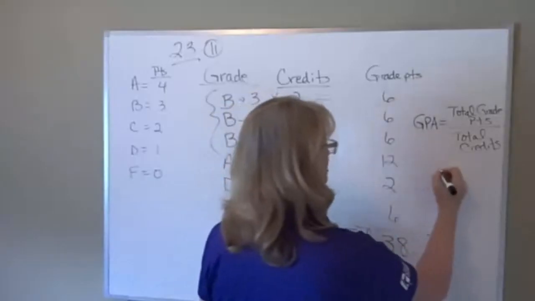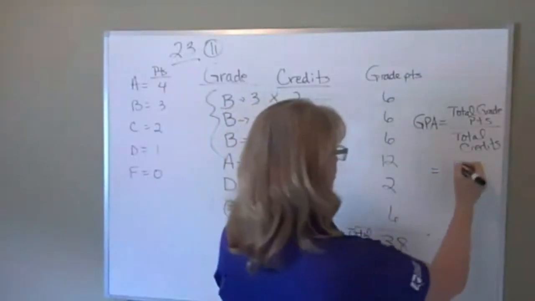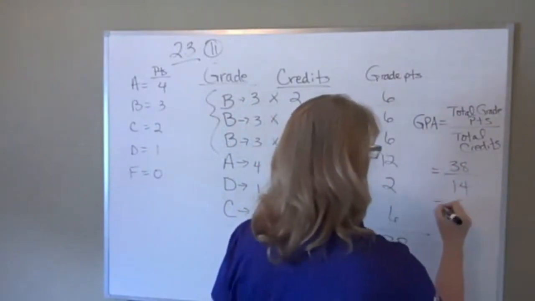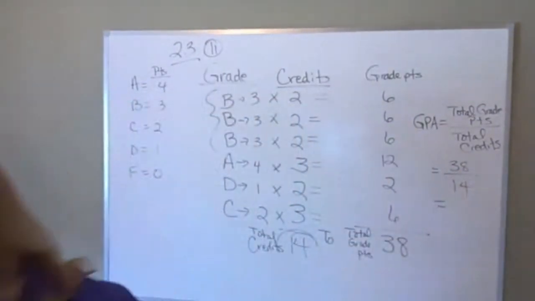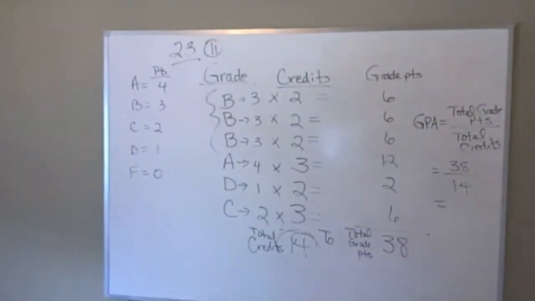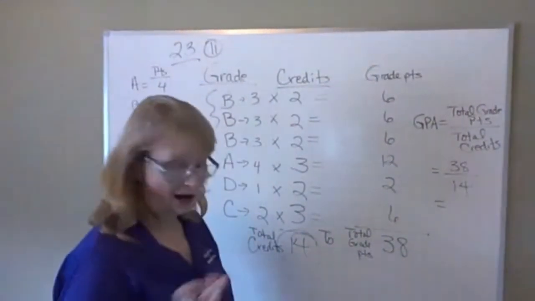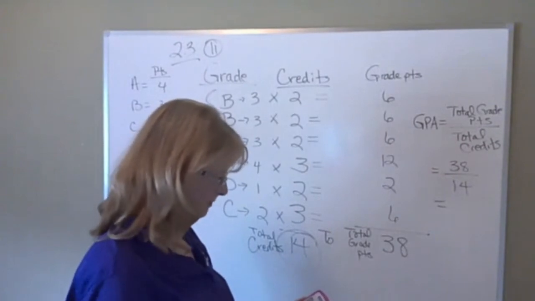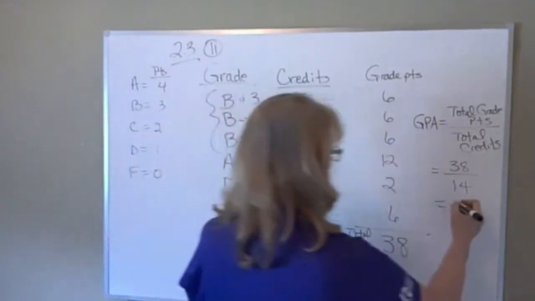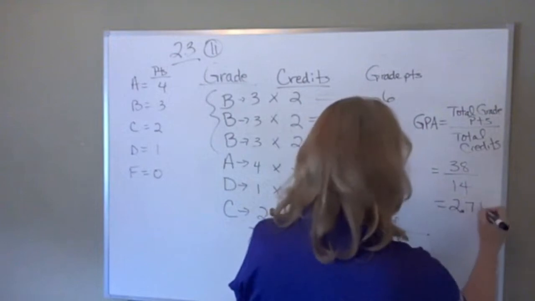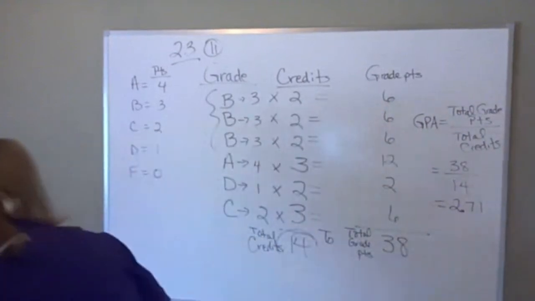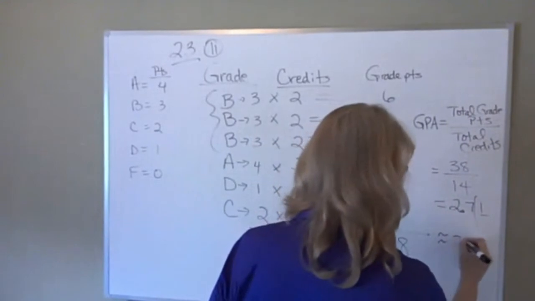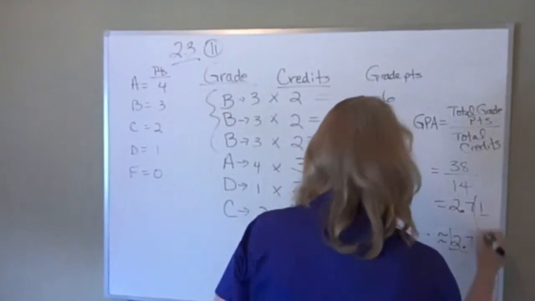So when I do the GPA over here, I'm going to do the total grade points divided by the total credits. And this problem says to round to the nearest tenth. So after I do the division, 38 divided by 14, I get 2.71. It told me to round to the nearest tenth. That means I only need to take it out 2 places, and I'm going to round that to 2.7.